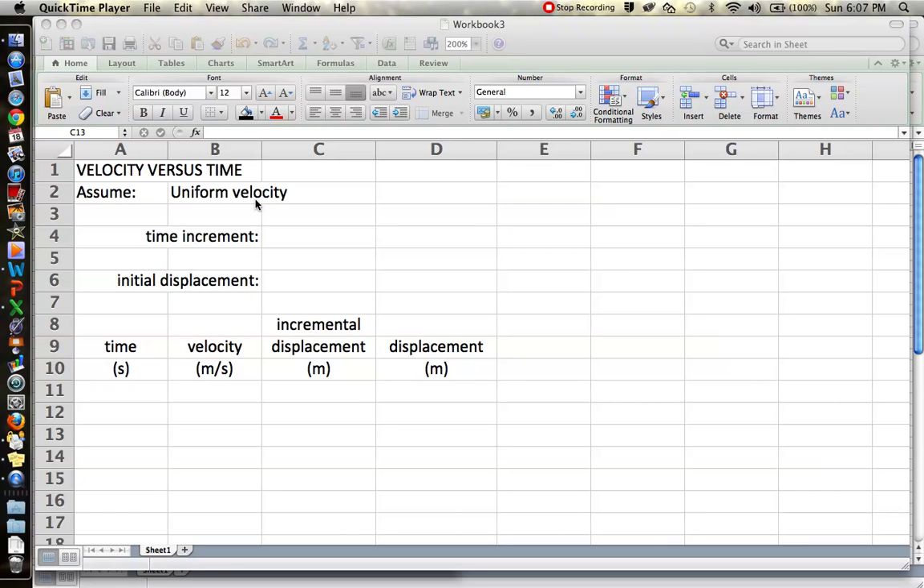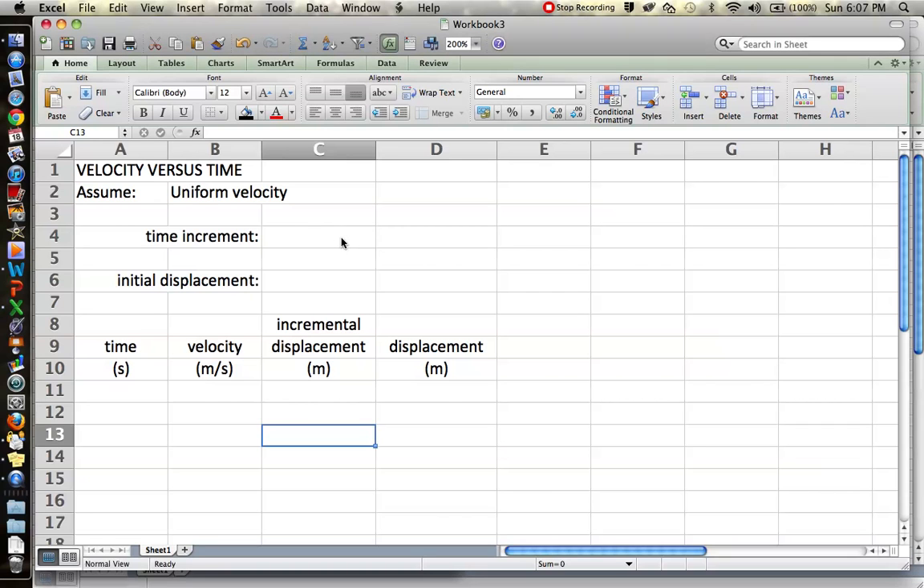For our uniform velocity spreadsheet, we need these headings. I'm going to now do the formulae, but just before I do that, I'm going to insert a time increment. I'm going to pick 1/4 of a second.